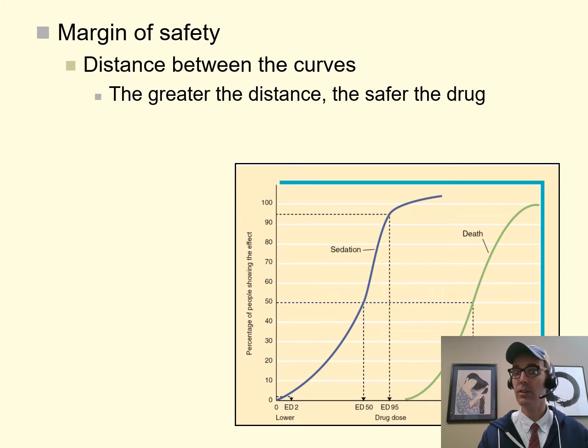So if we combine the effective dosing curve and the lethal dosing curve for a drug on the same graph, we can describe the margin of safety for that drug. That's just the distance between the effective dosing curve and the lethal dosing curve. It's a way of comparing, for a given dose of the drug, what percentage of the population is expected to report an effect of the drug, and what percentage of the population is expected to die from using that drug.